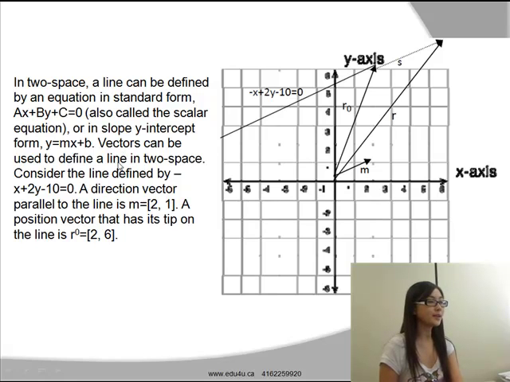Vectors can be used to define a line in 2-space. Consider a line defined by x plus 2y minus 10 equals 0, which is shown in the graph on the right side. A direction vector parallel to the line is m, which is (2, 1). A position vector that has its tip on the line is r0, which can be (2, 6). But of course, this is just one position vector. We can have a lot of position vectors depending on where we end our position vector on the line.